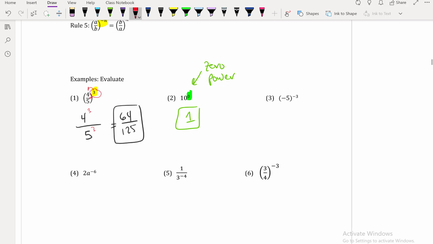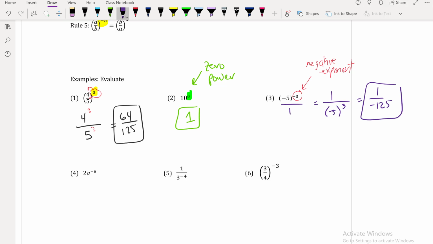Now here, remember, we have to be careful whenever we have a negative exponent. So whenever I have a negative exponent, it's telling me to change it. So right now this is over 1. Well, to make it positive, I'm going to have a negative 5 to a positive 3 exponent. Okay? So now I have negative 5 to the 3rd power, which is a negative 125.